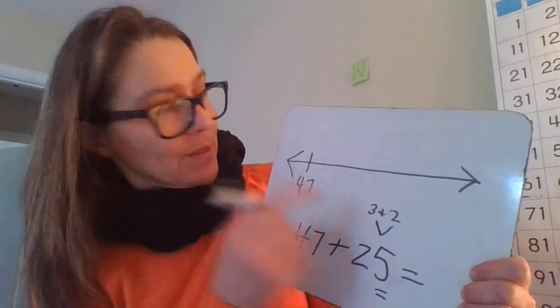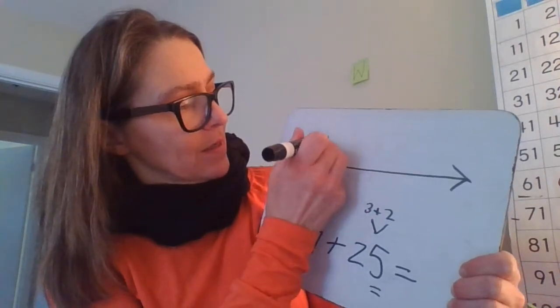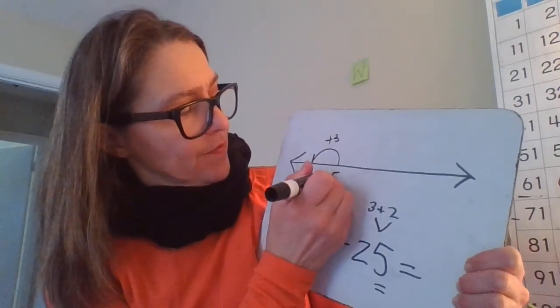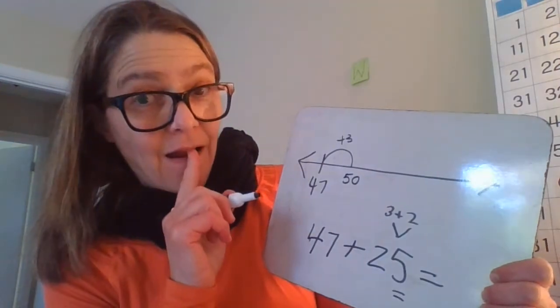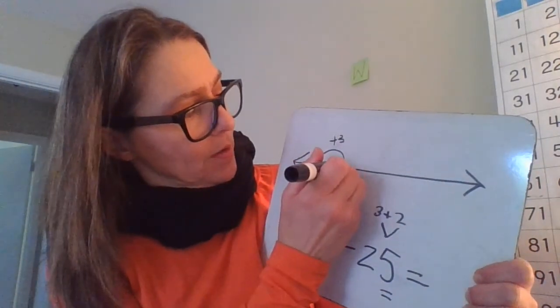So I'm going to go 47. 47 plus 3 is 50. Right? And then I'm going to do 2 more, 51, 52. And now I have the 2 more.